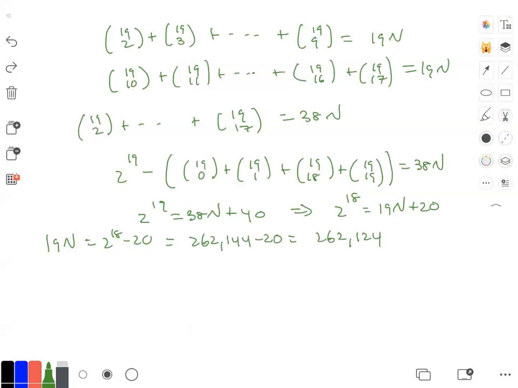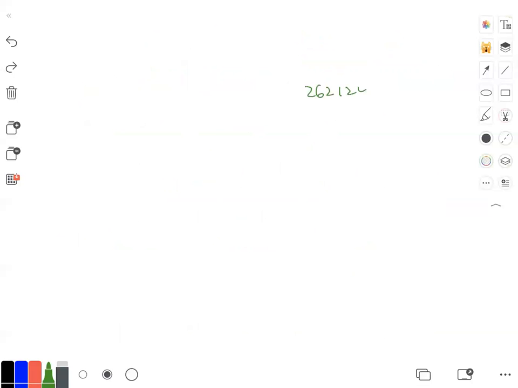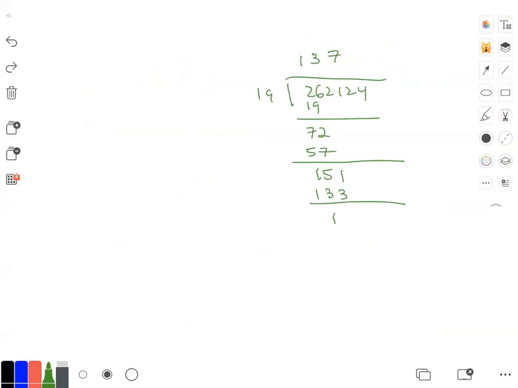So all we have to do now is calculate n, and then we can calculate n over 100 from there. So 262,124 divided by 19. Doing this calculation, we get 11972, 357, 15, 1. That goes in 7 times. 763, that's 133 with 18 left over. And then 9, 90, 81, 171, 114, and that goes in 6 times.